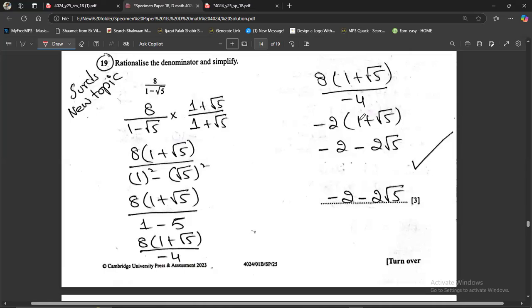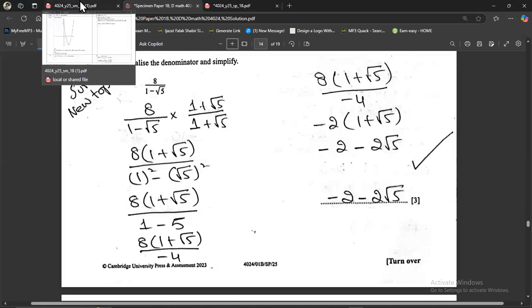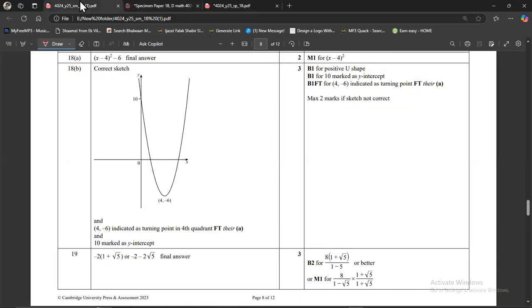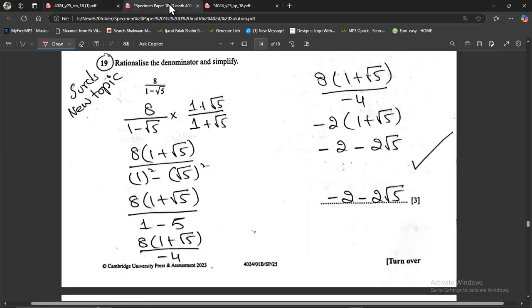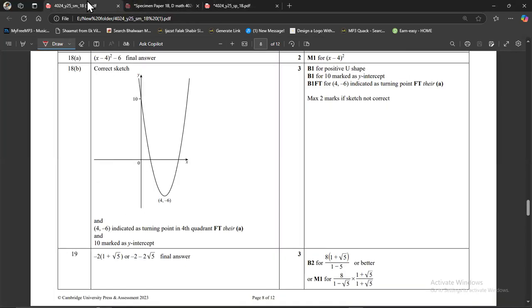So this minus 2 will multiply both these terms. So you will have minus 2 minus 2 under root 5. So this is how you rationalize. This is the new topic surds. It is very important. It is coming in your papers. So you can look at the marking scheme. Our answers are right.